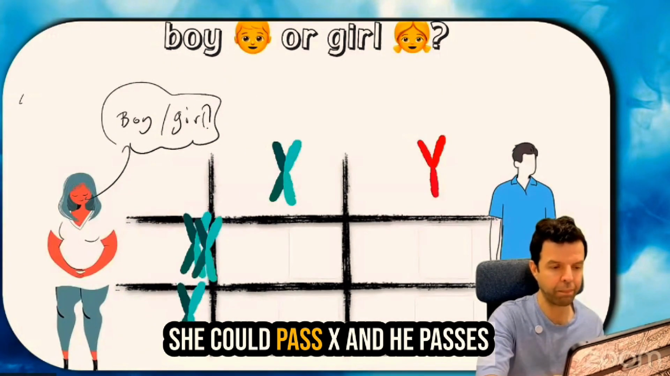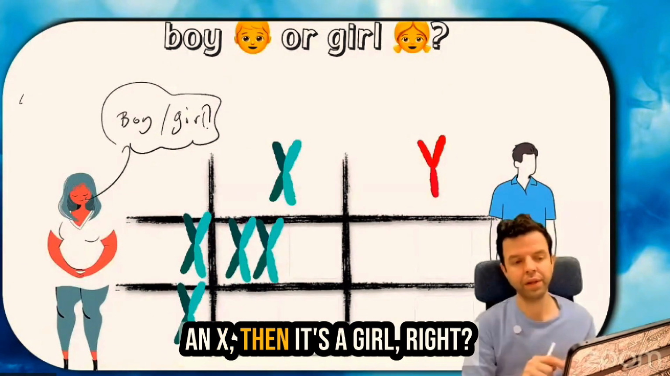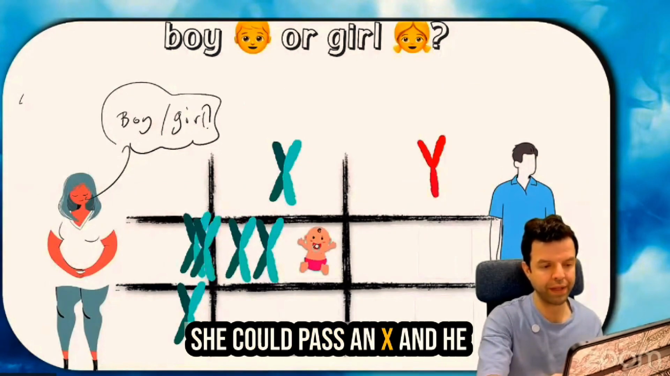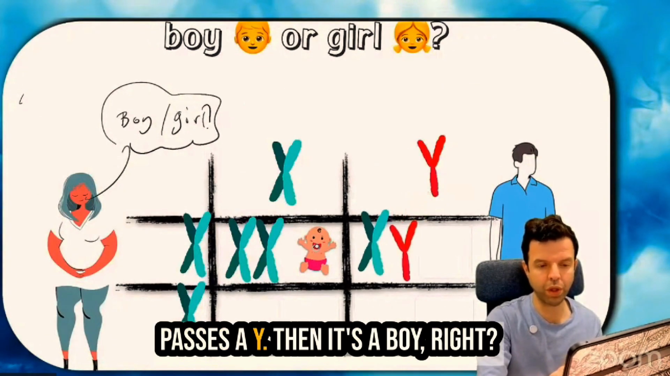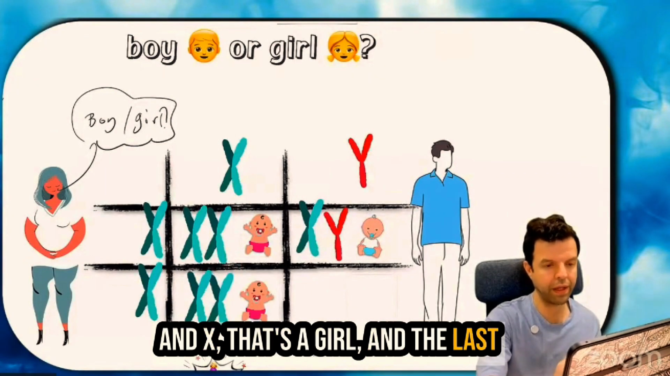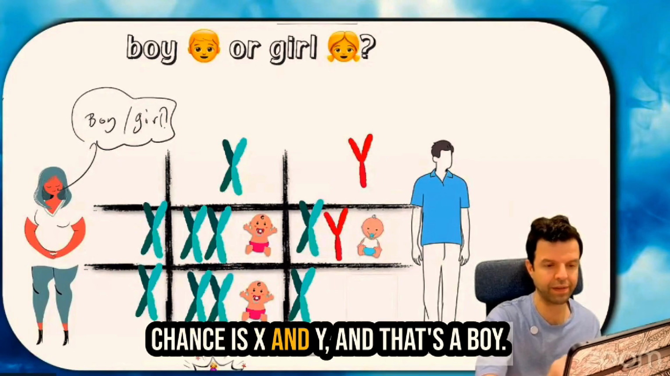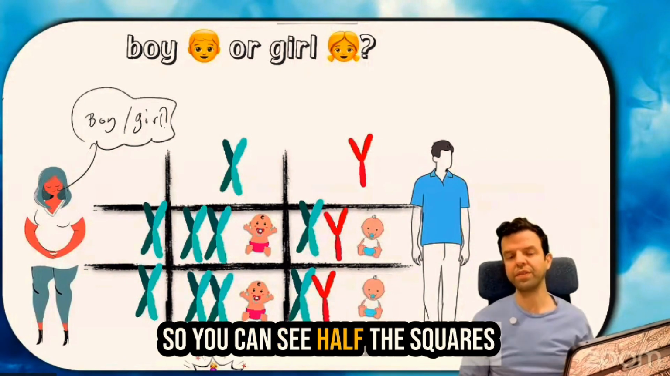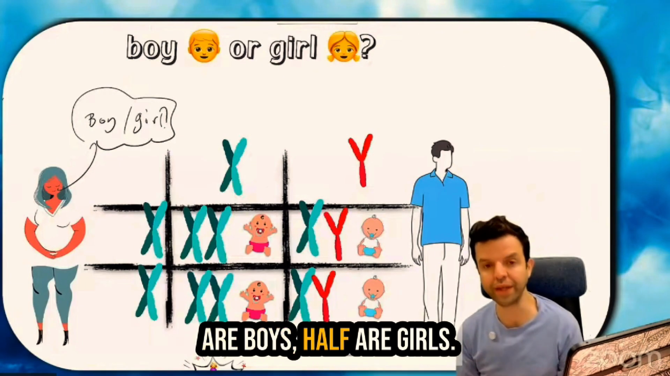First, she could pass X, and he passes an X. Then it's a girl, right? She could pass an X, and he passes a Y. Then it's a boy, right? And XX, that's a girl. And the last chance is XY, and that's a boy. You can see half the squares are boys, half are girls.